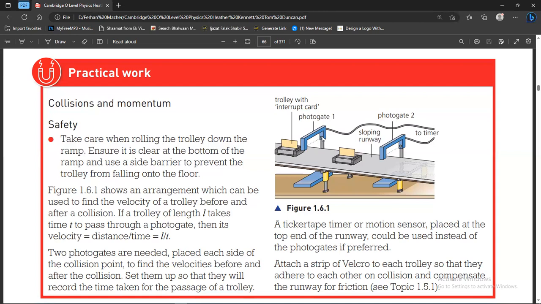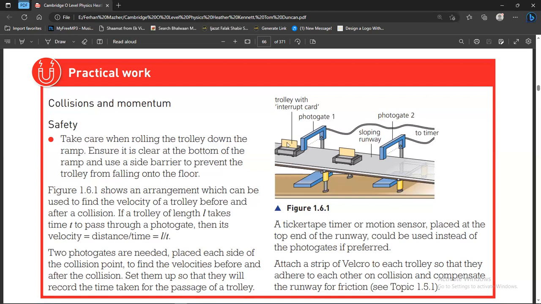This photo gate will measure for how much time the light has been blocked. Then this trolley will hit the other trolley, they collide, and both go downward together. Now this trolley will block the path, and you know the length of the card, and the photo gate will tell you for how much time the light has been blocked. So you can calculate from here.